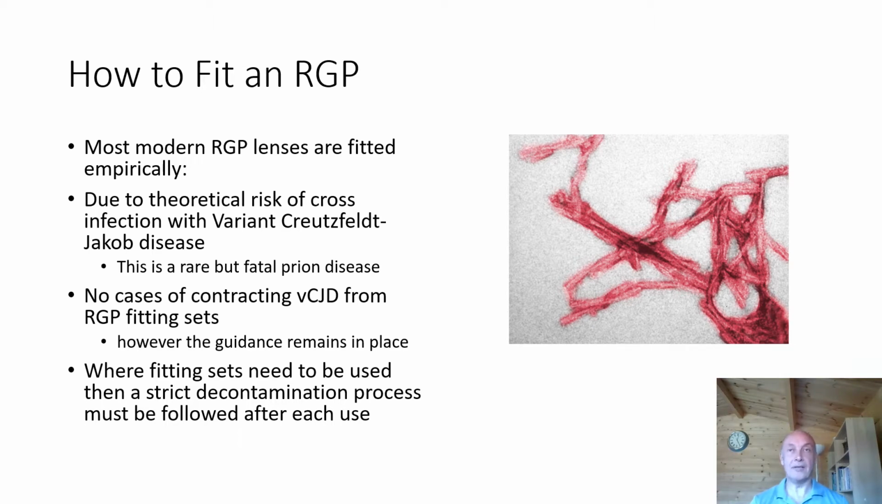So all modern gas permeable lenses that we fit in high street practices generally are fitted empirically from a set of measurements. Now this is because of the variant CJD disease which came about a few years ago. Now this is a fatal, however very rare, but still fatal prion disease. So no fitting sets have been used since that time.